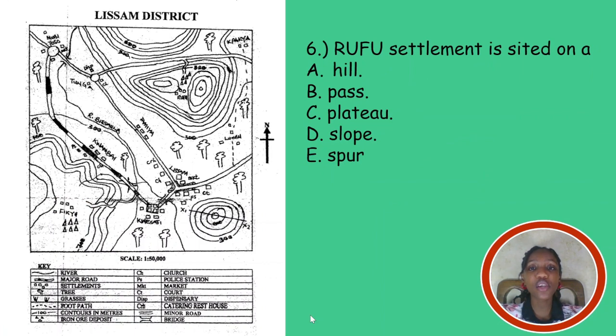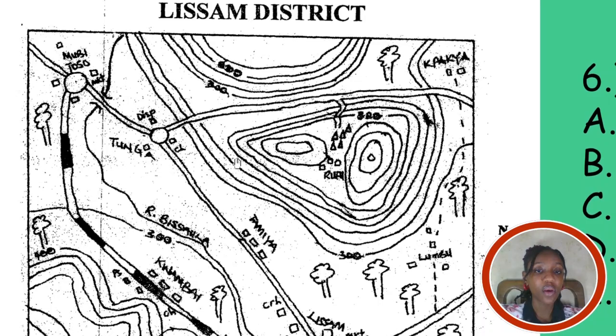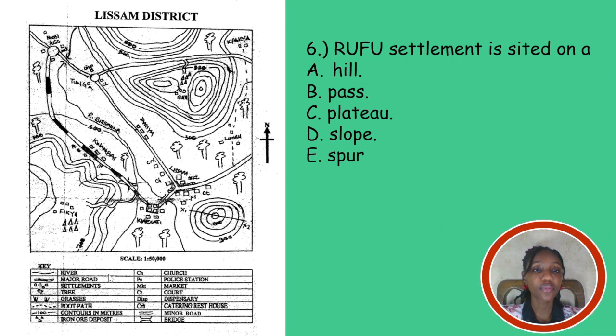Question 6. Rufus settlement is sited on a... So now we need to identify the settlement in question. So let's look for it. Zoom in. And over here, we see Rufus settlements, so as we've identified, in the northern part of the map. So now the answer to this question is B, a pass.